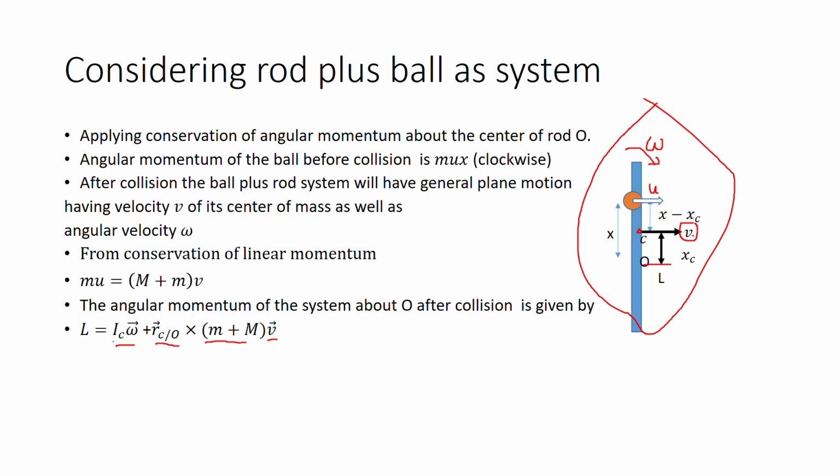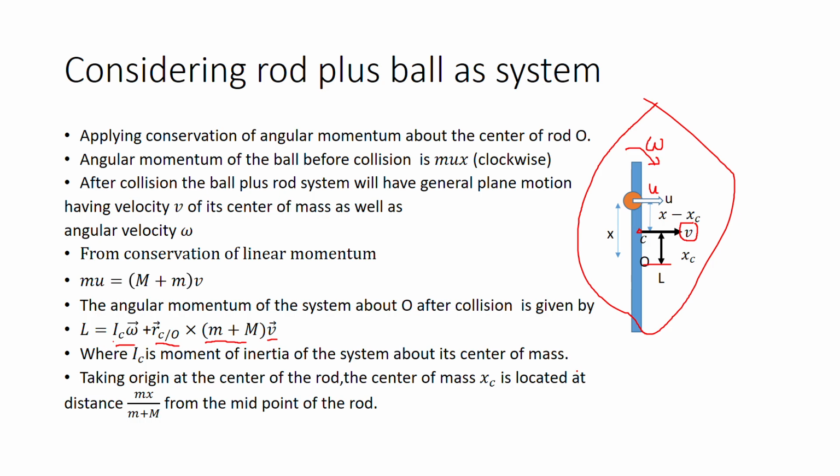So the angular momentum of this entire system about this point: the first term will be pure rotation, that is Ic into omega about the center of mass, and the second term is assuming the entire mass is concentrated at the center of mass, that is m plus M is the entire mass, small m plus capital M. V is the velocity with which the center of mass is moving, and Rco is the position vector of the center of mass with respect to the point about which we are taking the angular momentum. Ic is the moment of inertia of the system about its center of mass.